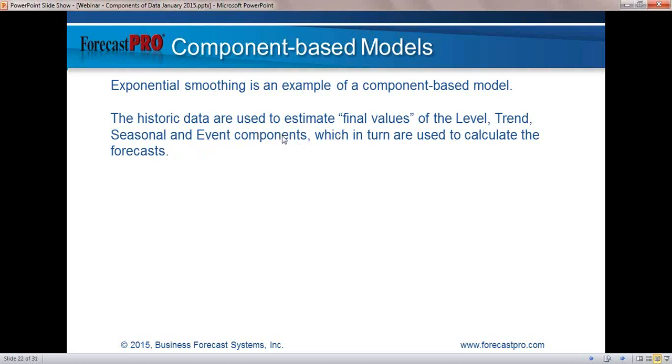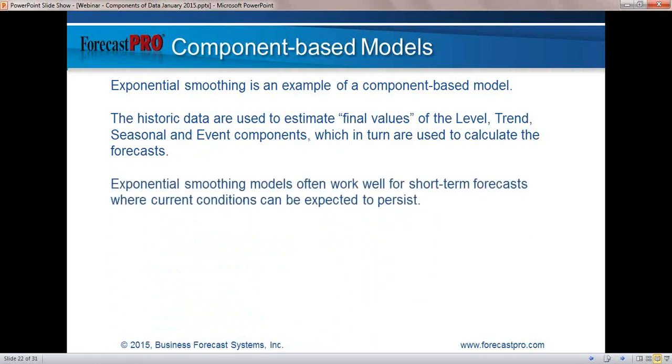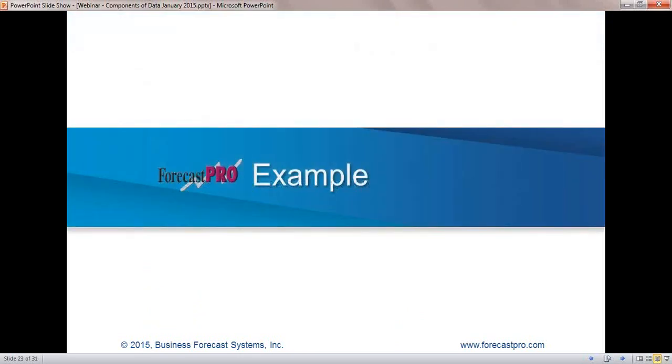So we use the data to calculate the final values, and we use the final values to generate a forecast. This often works well in the short term, where the current conditions, the current trend, the current seasonal pattern, etc., can be reasonably expected to continue. Now we're going to look at an example.